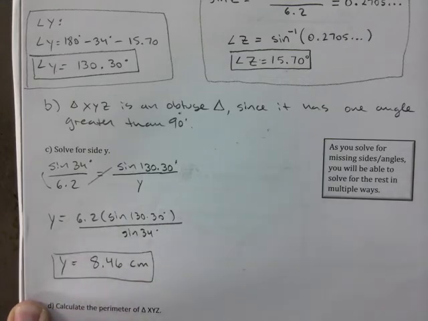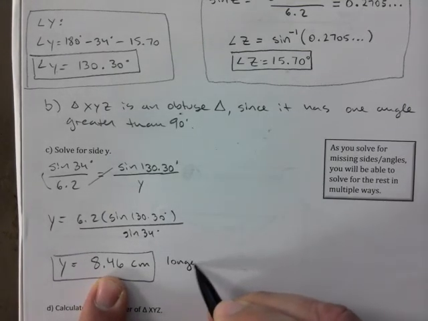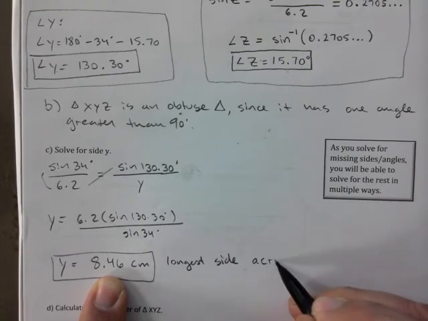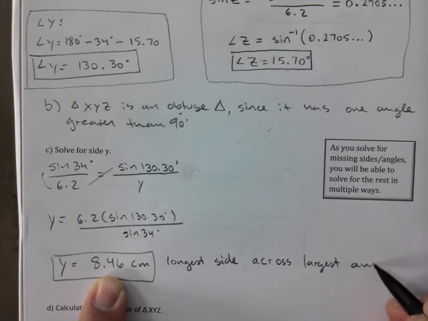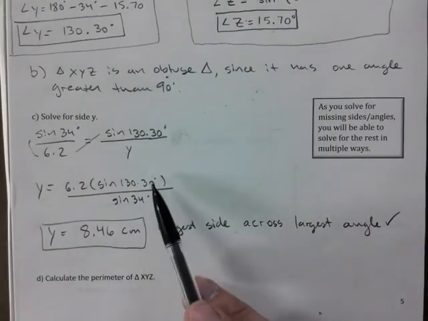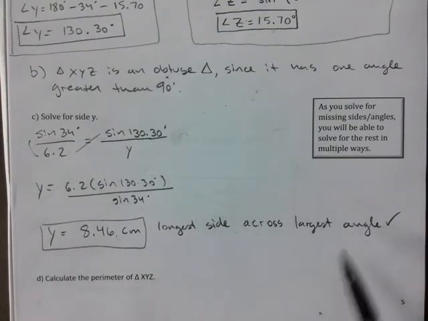Let's check if things add up, right? The longest side is, according to my calculations here, this is now the longest side, right? And it's across the largest angle. Check, right? This is just a check here, because the 130 is the biggest angle, has the longest side across from it. So it's kind of a bit of a check that you've been doing things correctly. Okay.